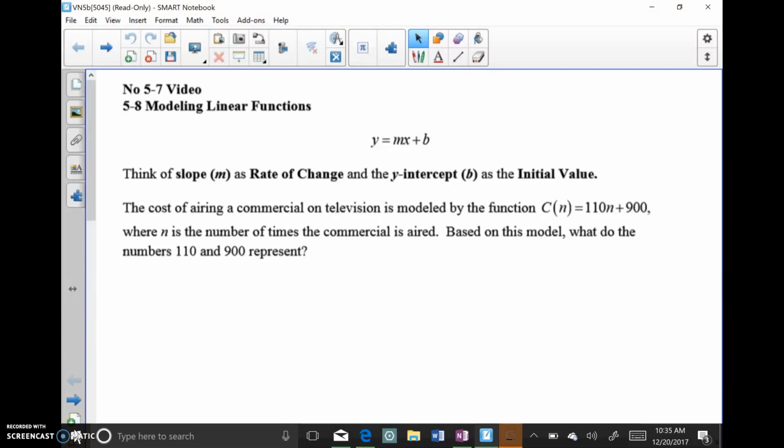Algebra 1 Common Core, Unit 5, Section 8. If you're following this whole chapter, there is no video for Unit 5, Section 7. So it went from 5.6 to 5.8. So what we're doing here in 5.8 is modeling linear functions.